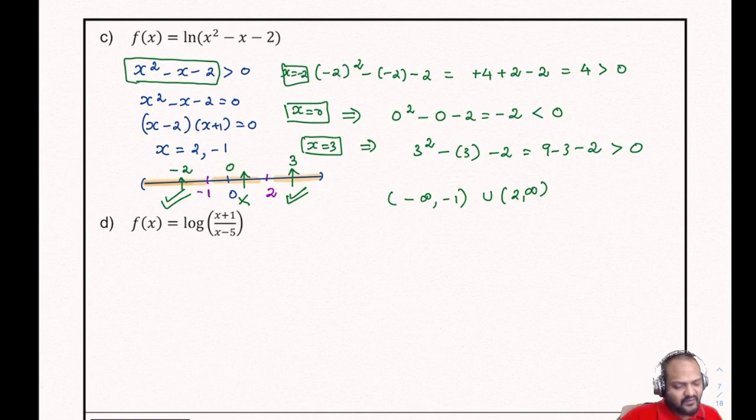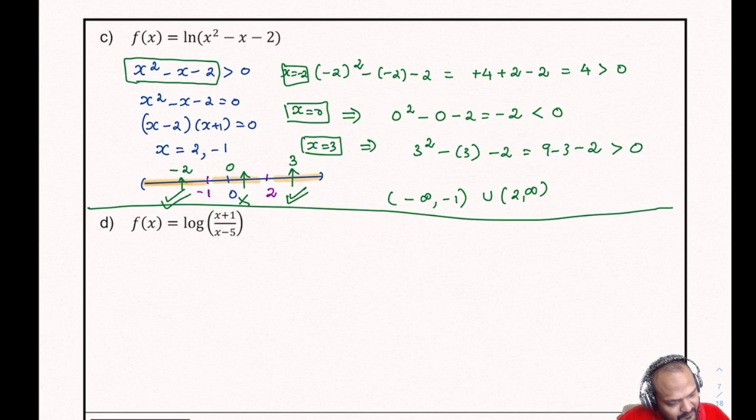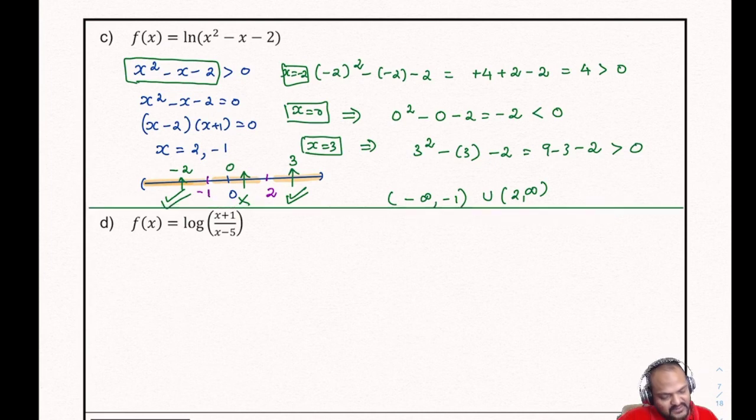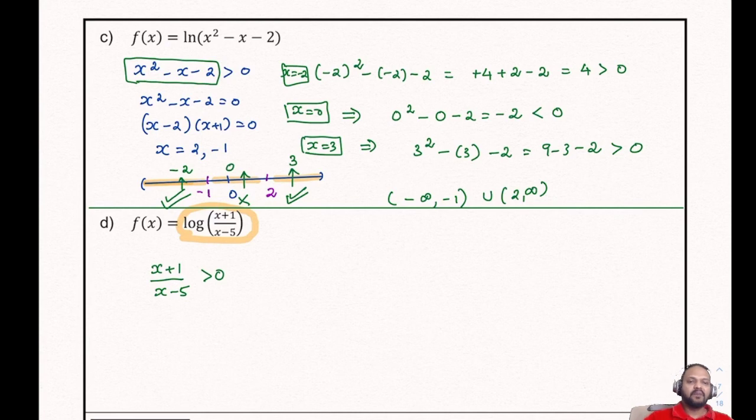There is another easier way to do this. Probably when I have some other time, I'll let you know. All right, so let's take a look at the next one. Here we have to find the domain of this particular function, which is a rational function. The good news is both are linear factors. So what I have here is I want my (x plus 1) over (x minus 5) to be positive.